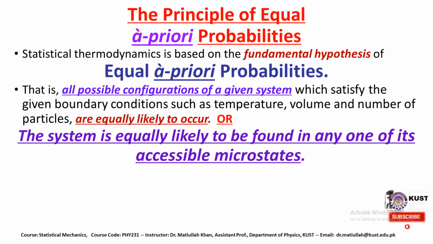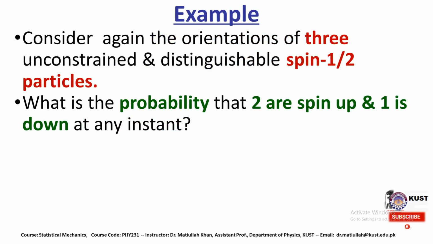And the basic postulate of probability is that the system is equally likely to be found in any one of its accessible microstates. So if many microstates are possible, the possibility for the system to be in any of these microstates is equal to each other. This is the basic postulate of probability, and it holds given boundary conditions such as the temperature, volume, and the number of particles; each microstate is equally likely to occur. We need to solve some problems to understand this postulate very well.